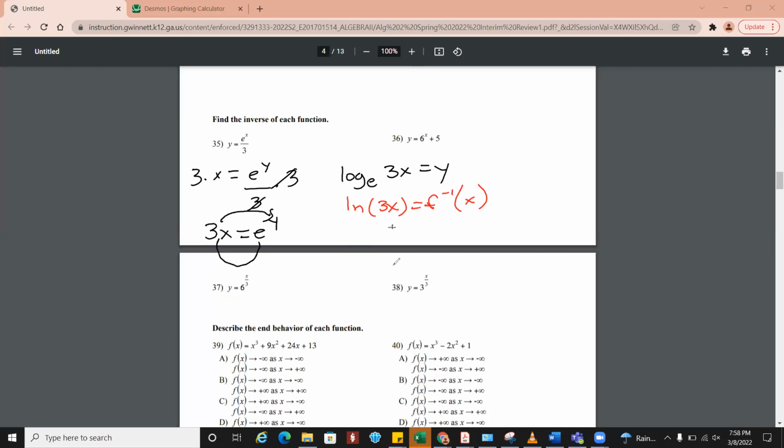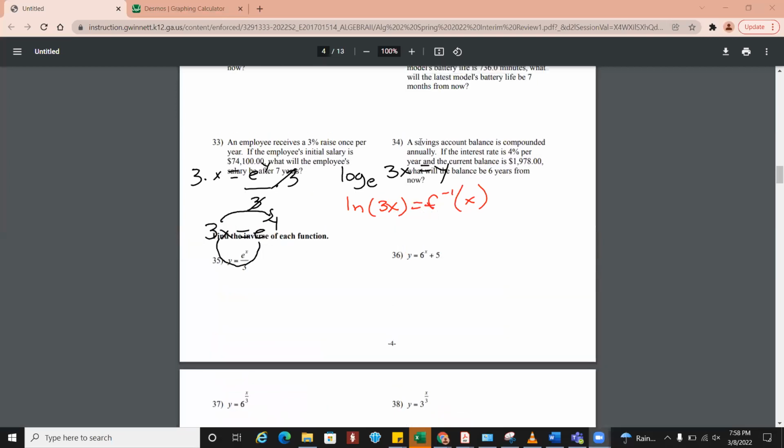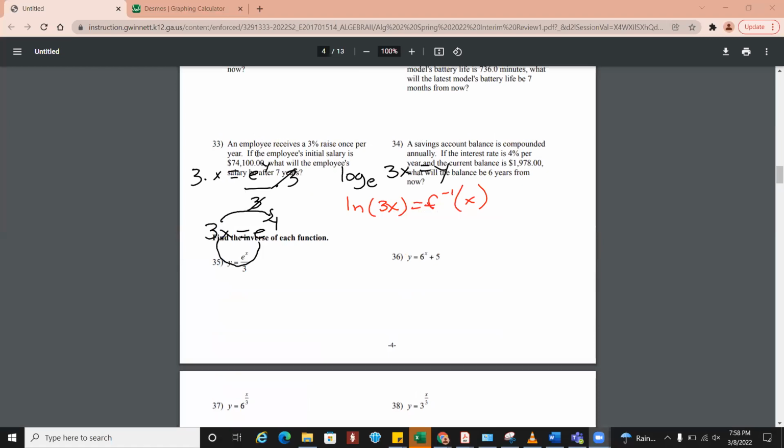Okay. Somebody said 33. So 33, you're going to do the exact same way as 31 and 32.